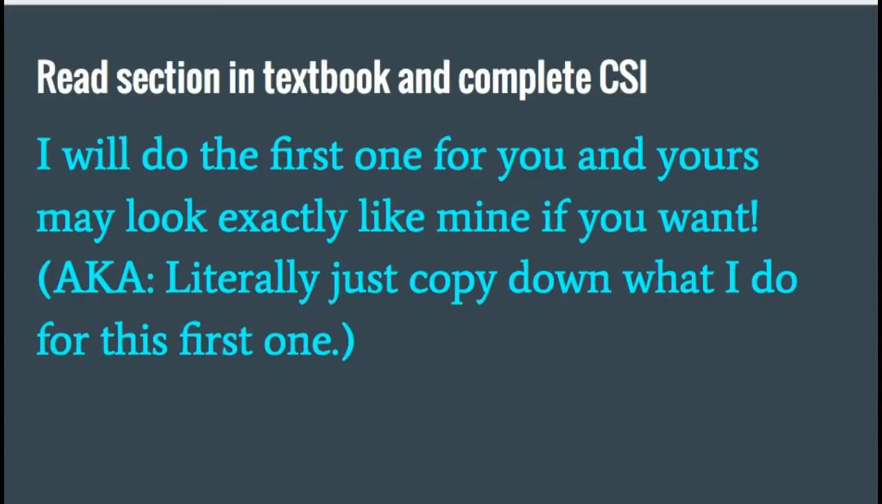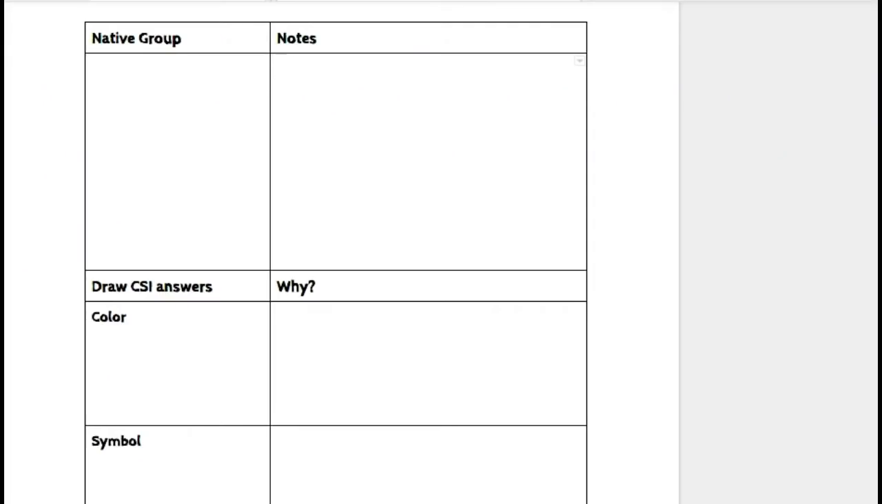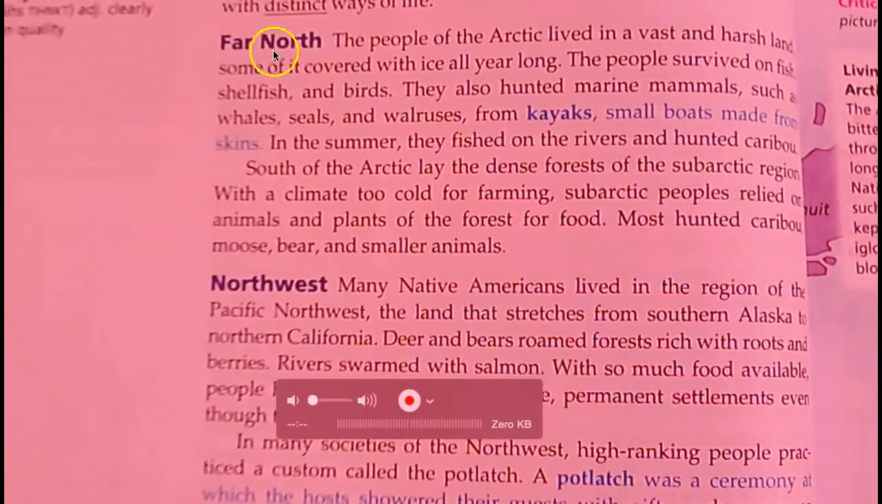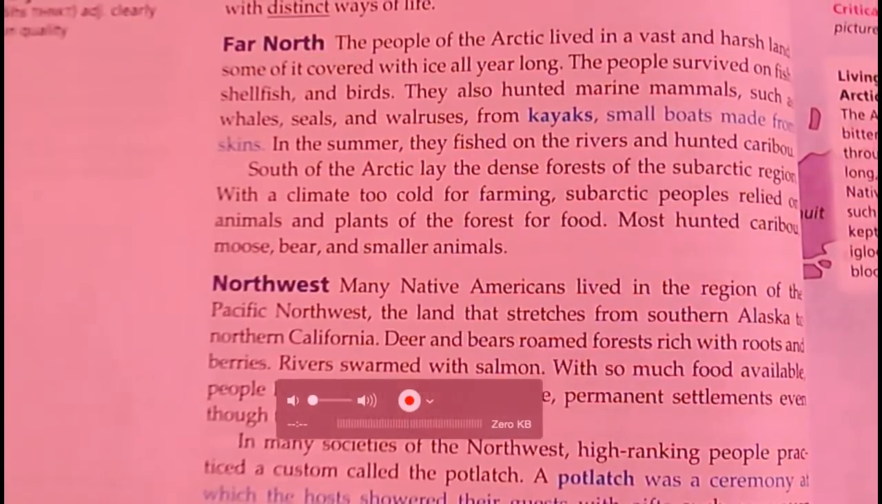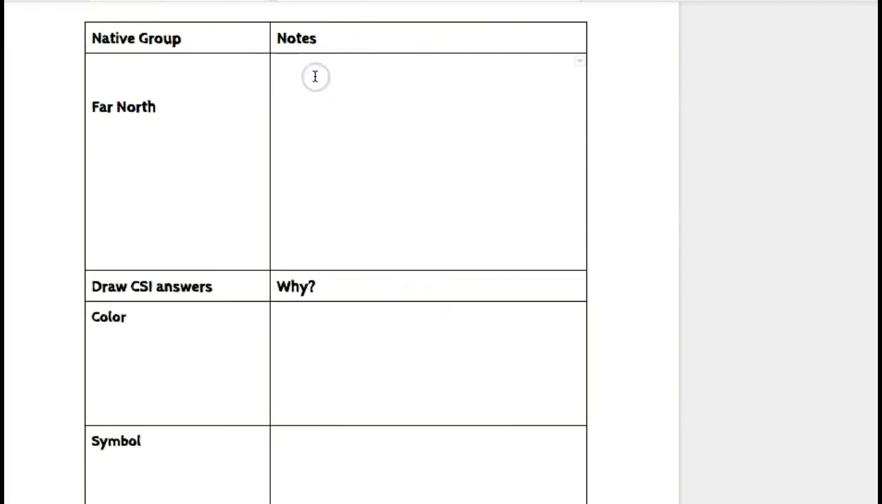All right, so now we're going to go back to this, and the first thing we're going to do is write our native group name here. So you're going to write Far North. And I got that from right here, that title. Now I need to jot down some notes. Definitely, if there's anything blue, jot that vocabulary word down. So they're using those kayaks, those boats made from skin.